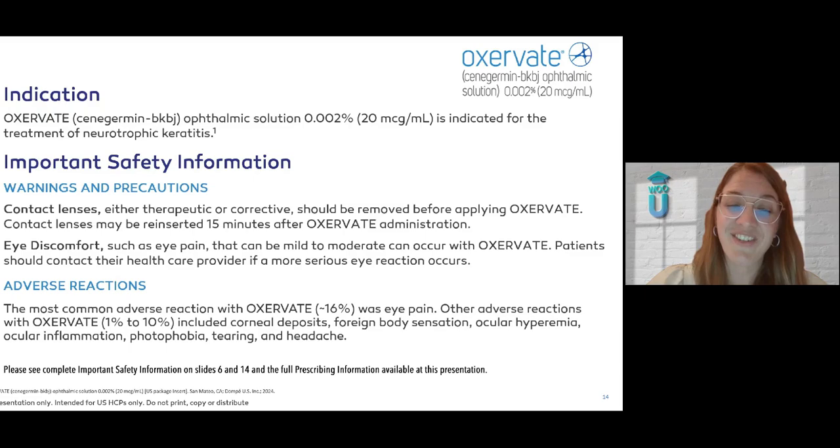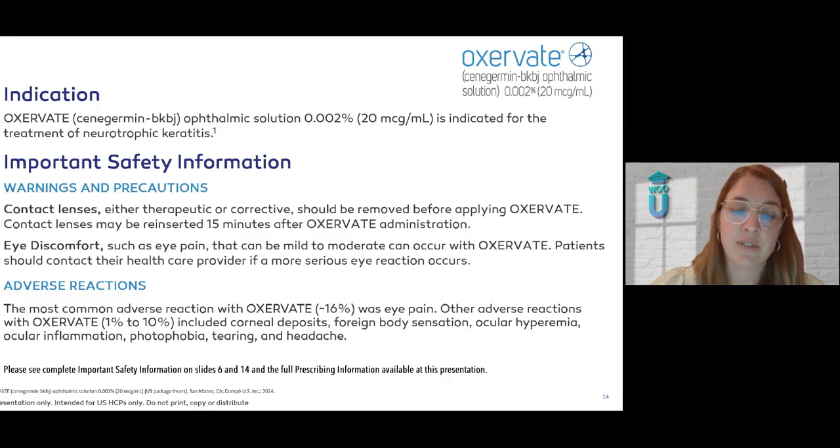So one more time for completeness' sake, the indication: oxervate, cenegermin-bkbj ophthalmic solution 0.002%, is indicated for the treatment of neurotrophic keratitis. Important safety information, warnings and precautions. Contact lenses, either therapeutic or corrective, should be removed before applying oxervate. Contact lenses may be reinserted 15 minutes after oxervate administration.